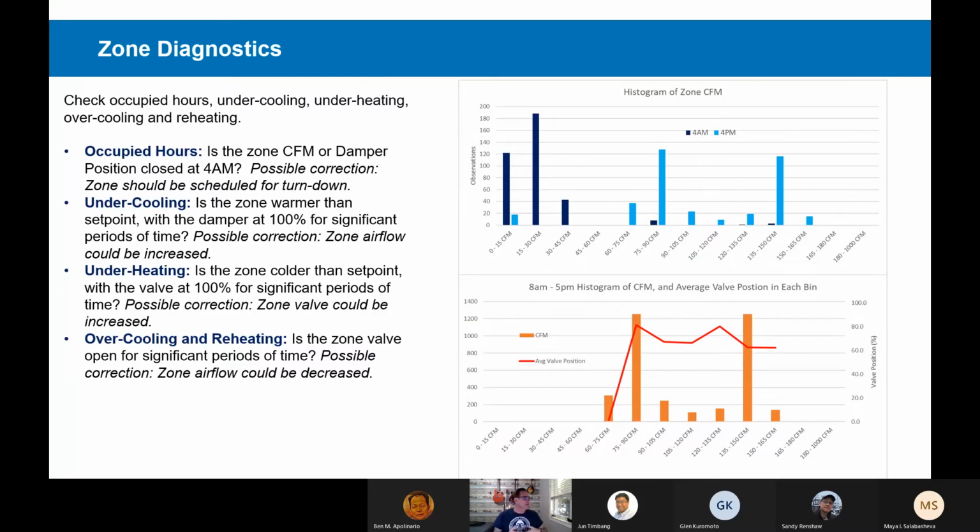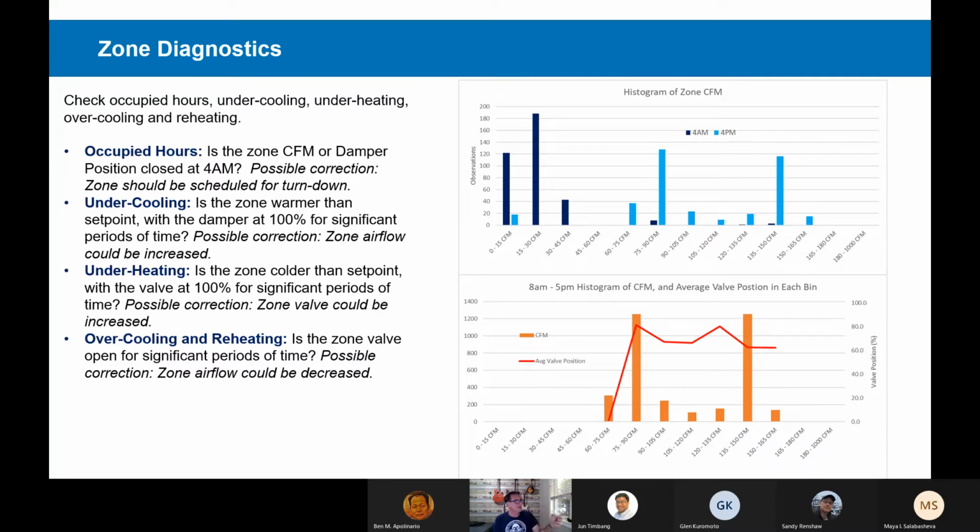So then we get into actually looking at diagnostics based on trending data. And once you get into this level of diagnostics, histograms are probably your first and best friend. So there's a list of diagnostics that we can do there: unoccupied hours, undercooling, underheating, overcooling, and reheating. And in most of those cases, you can look at the data with histograms. So we always want to do the unoccupied condition.